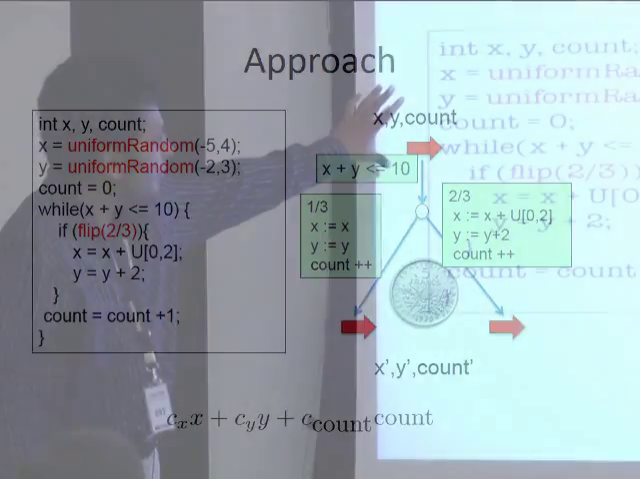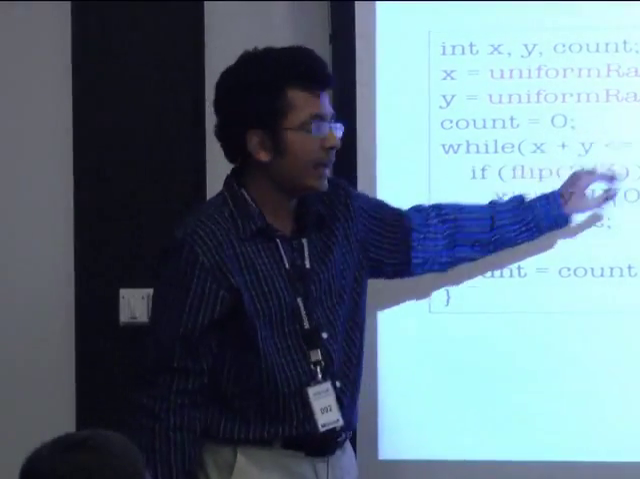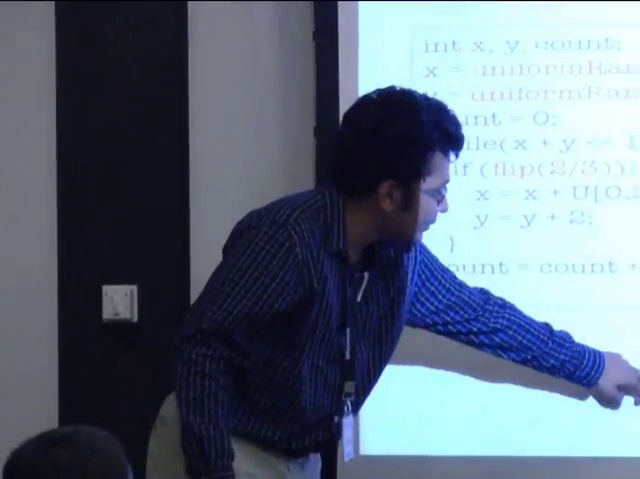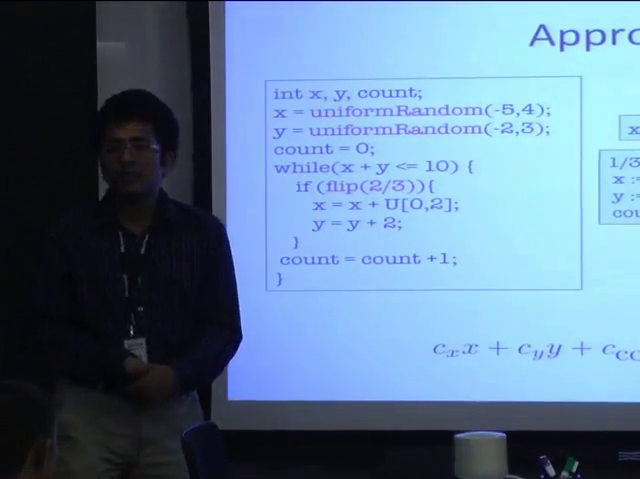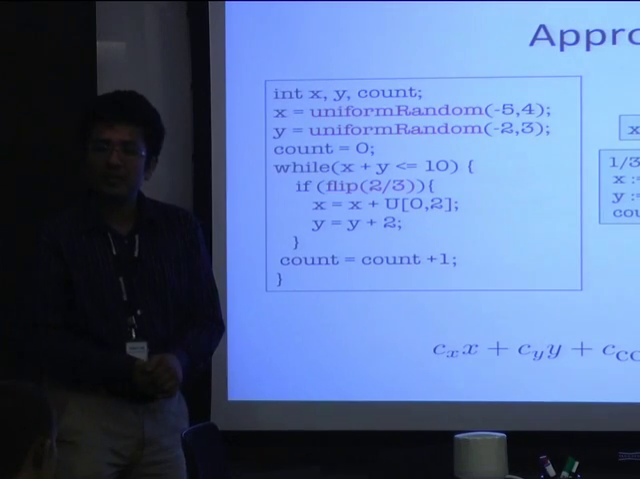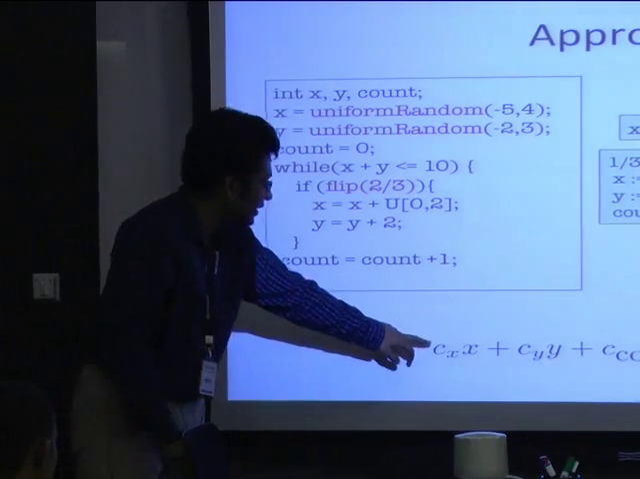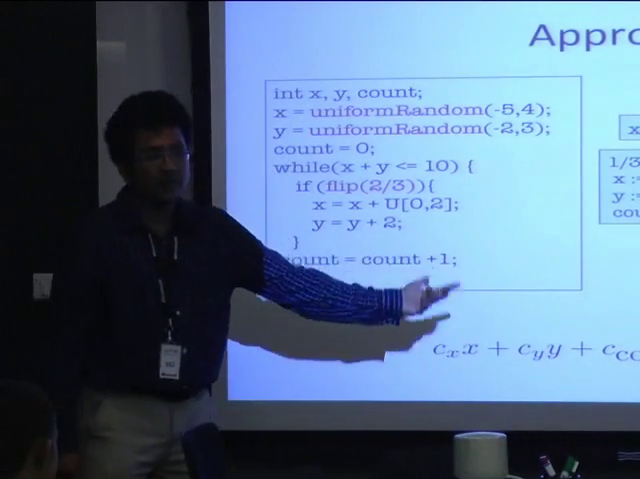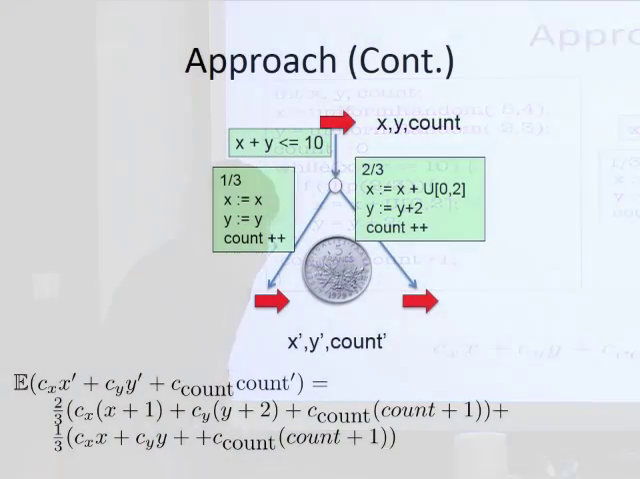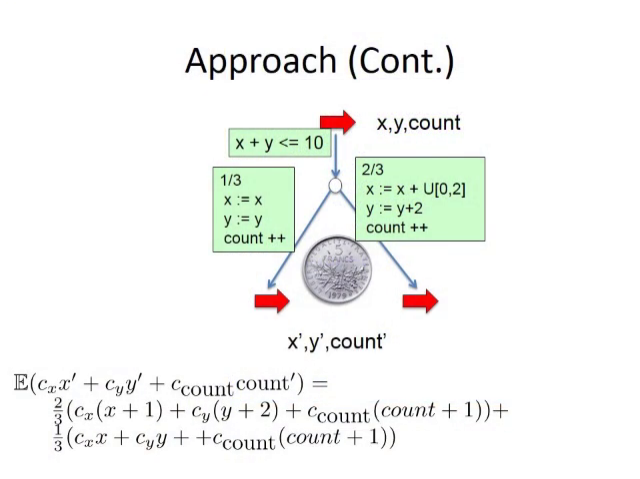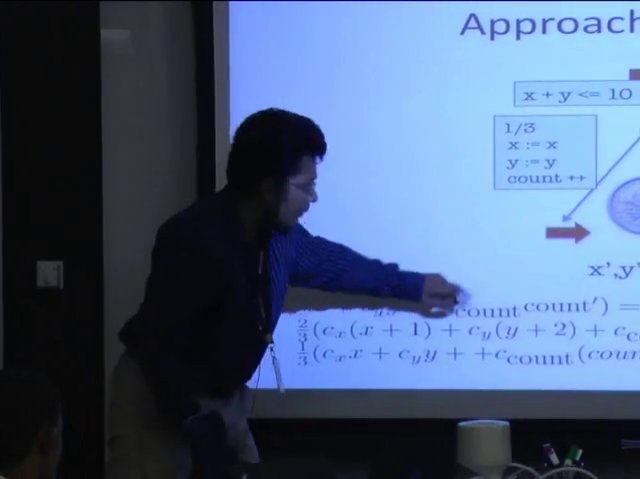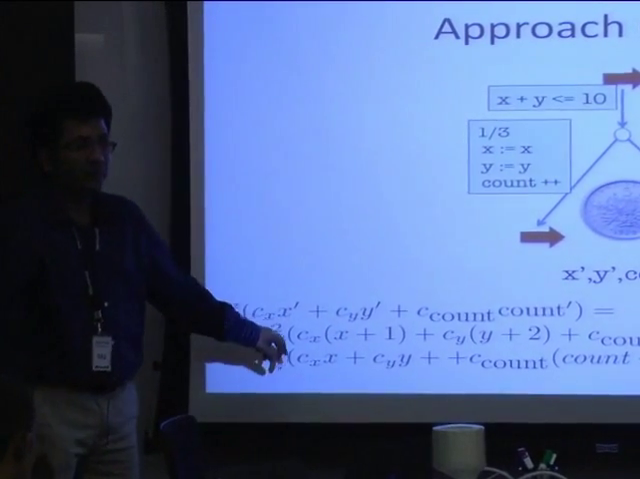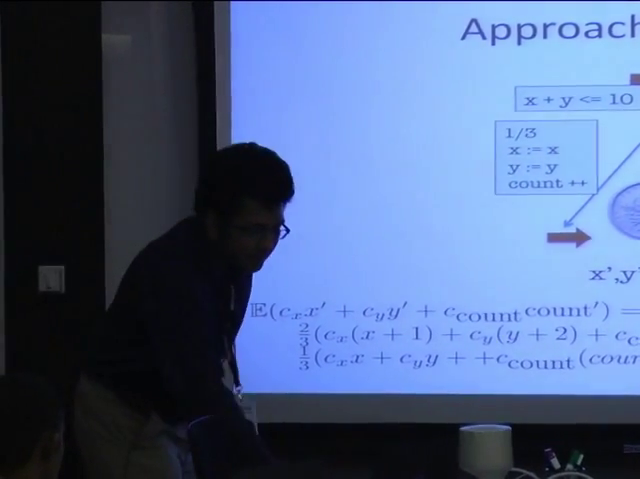Let's take this program. Let's take the transition model that I have, and let's say C_x times x plus C_y times y plus C_count times count is the unknown martingale that we want to synthesize. Now I have to translate that into constraints on C_x, C_y, C_count. In this case, it becomes really simple. In general, you will need to use Farkas lemma. Here I write the expectation of the next step in terms of this arithmetic. So the arithmetic is quite easy to do.